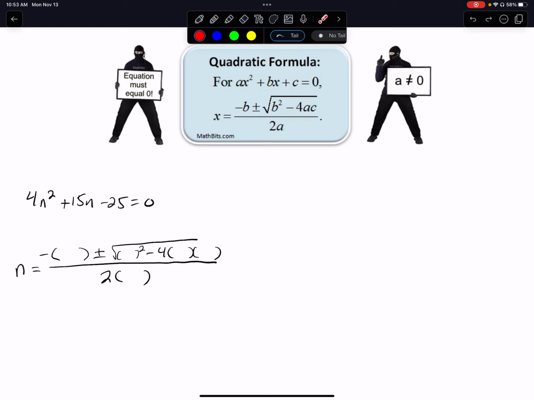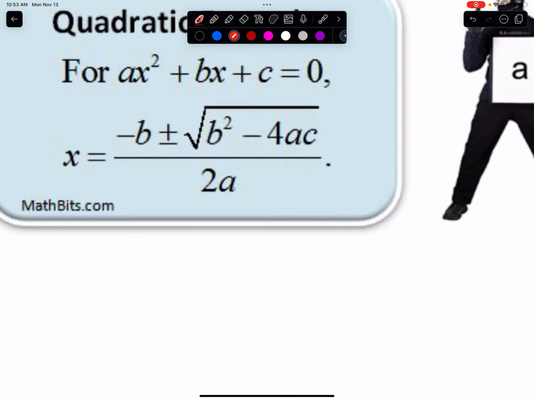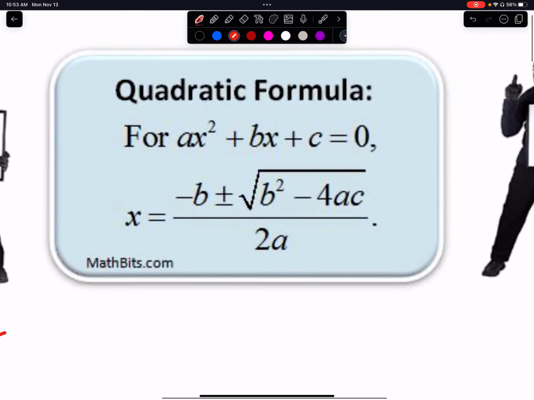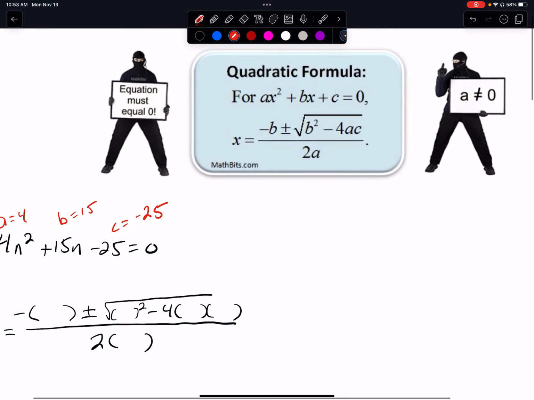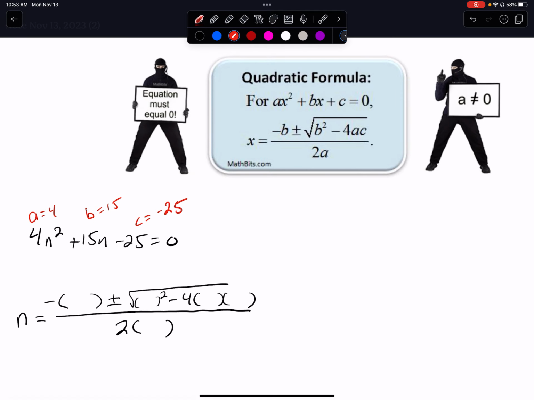So first of all, you need to identify the a value, the b value, and the c value. So a is equal to 4, b is equal to 15, and c is equal to negative 25. Be sure to keep track of your signs, whether they're positive or negative. So what I'm going to do here is follow along with this quadratic formula and substitute the values in. Notice that our equation is equal to 0 already. That's what we want. So let's substitute in here.